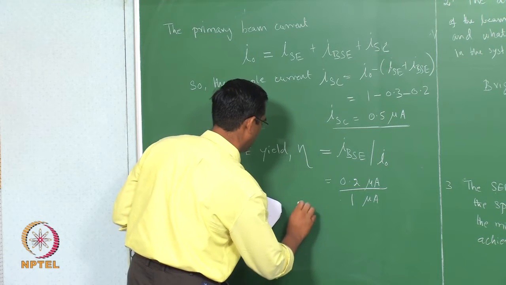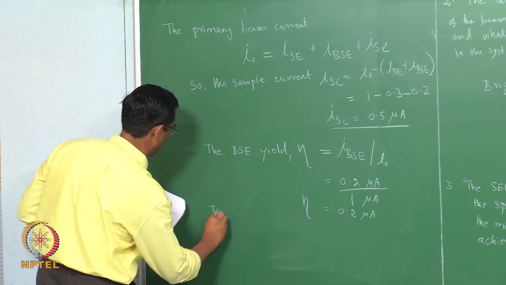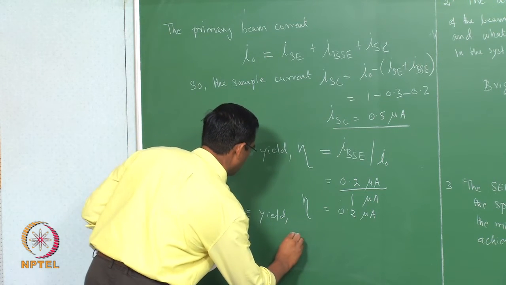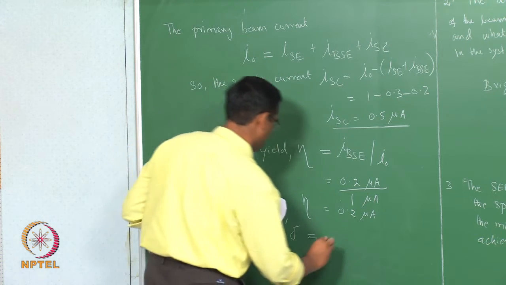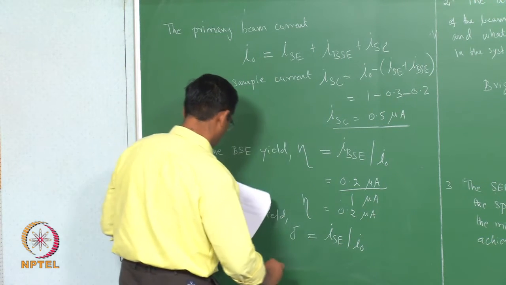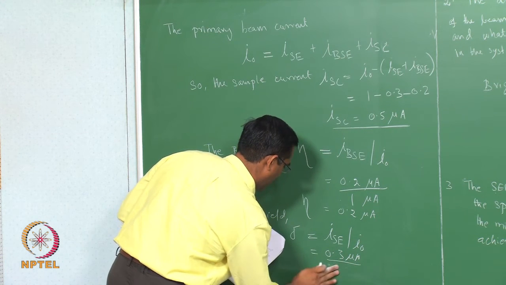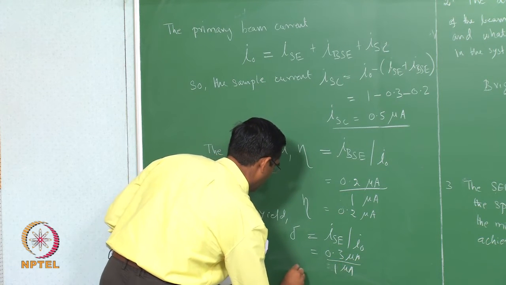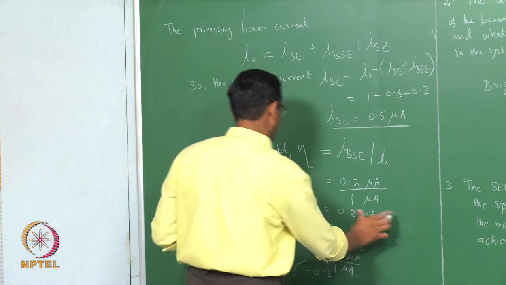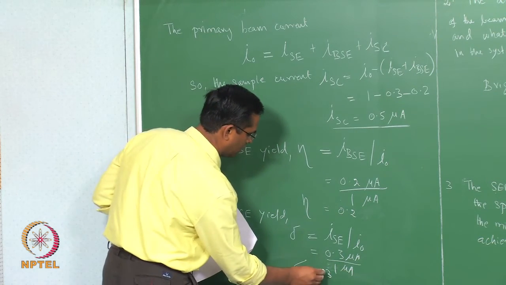You will get the same value. The secondary electron yield, which is written as delta, is ISE by I naught, which is nothing but 0.3 microampere divided by 0.1 microampere, which is again delta is equal to 0.3. The yield is written as 0.3. There are no units here.